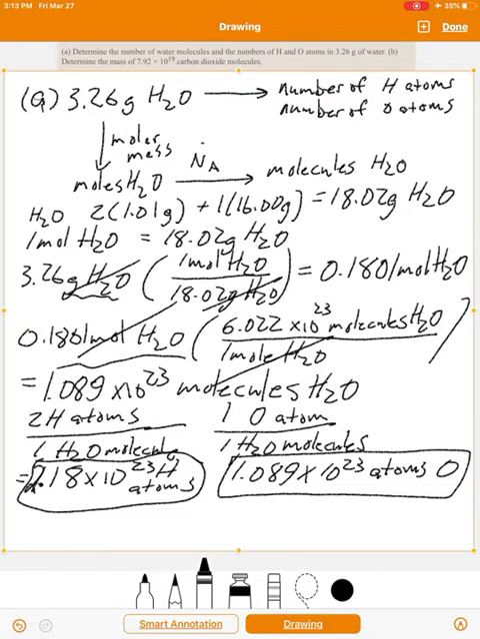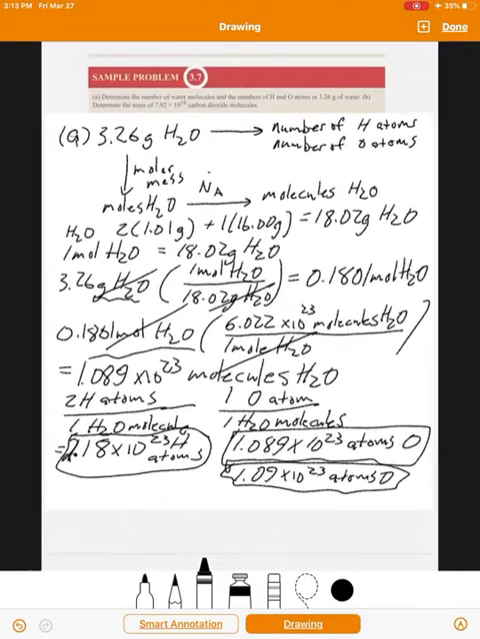Okay. Now, I didn't round the oxygen correctly. It should be 3 sig figs because we had 3.26 grams of water to begin with. That's 3 sig figs. So let's round it to 1.09. Okay, so there's our answer for part A. There's 2 answers.